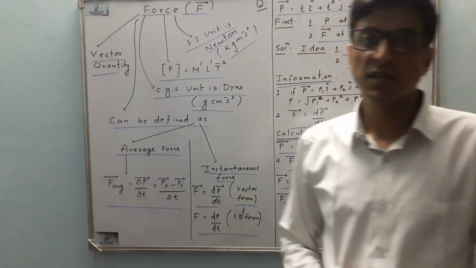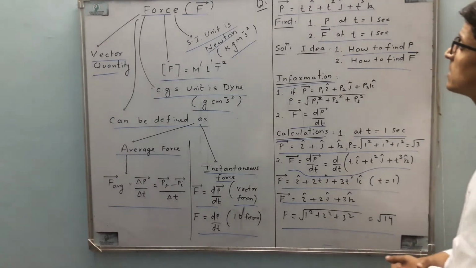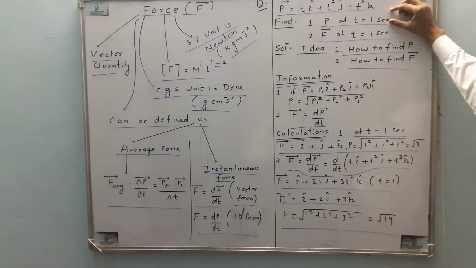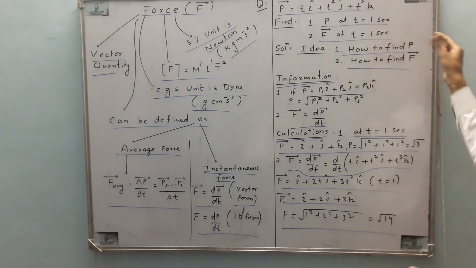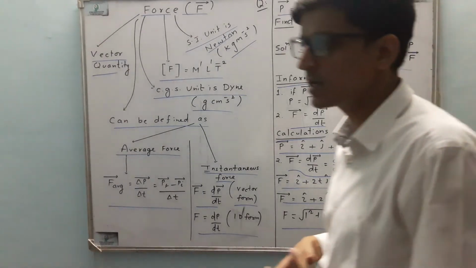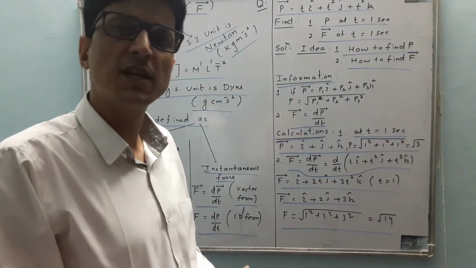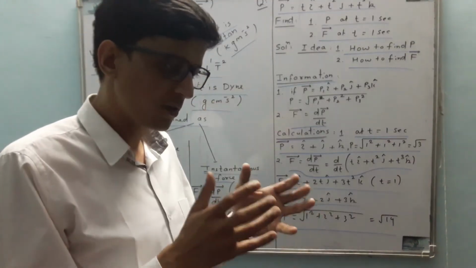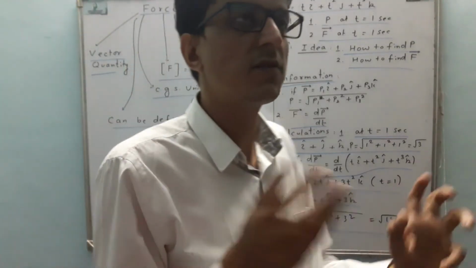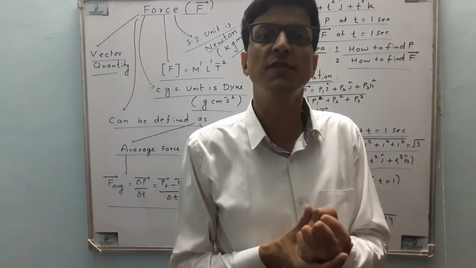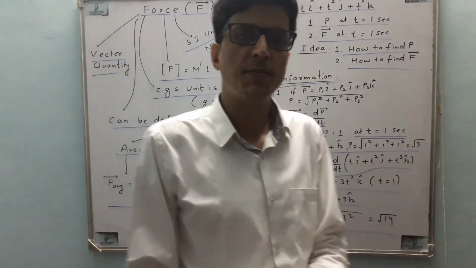Let's work on the idea. The idea is that we need to find the magnitude of P, so how to find P. Just take your brain and think how you will find P. And the second is how to find vector F. Rack your brain for this information, whether you learned somewhere how to find P and how to find F. This is how your mind will develop.